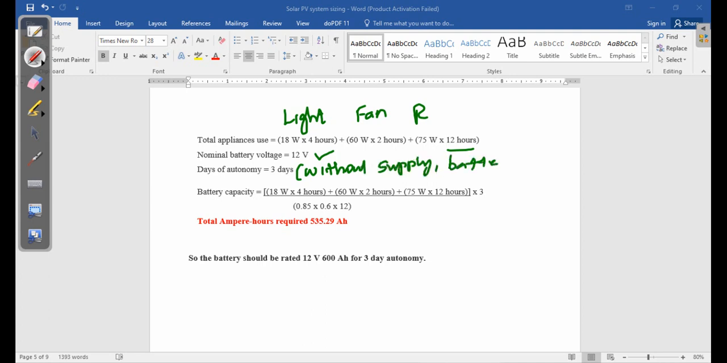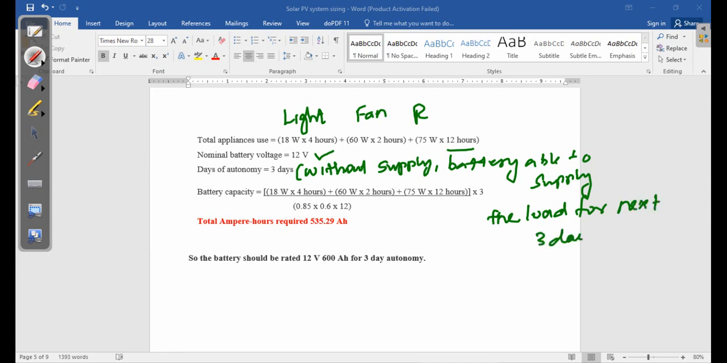3 days means without supply, the battery is able to supply the load for the next 3 days. That is called days of autonomy.